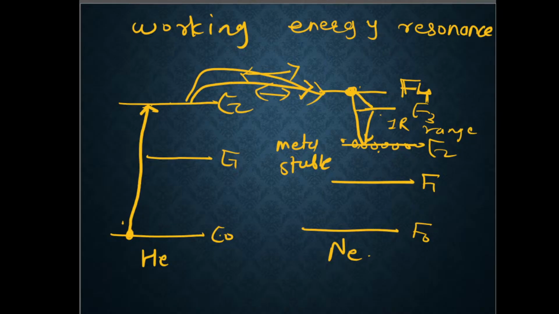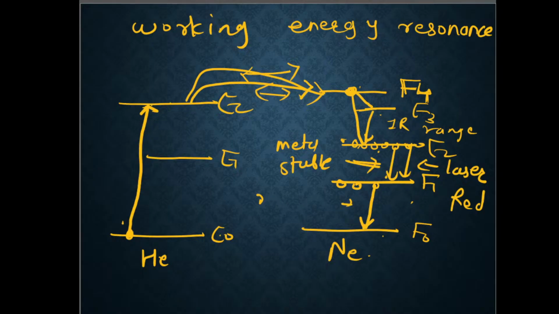So in this case, whenever the number of atoms increases and they transit from F2 to F1, laser light of red color comes out. Then whenever the electron transits from F2 to F1, it comes to F1, and then it transits again from F1 to F0 with a radiation-less transition. Whatever energy is with the atom in the F1 state is lost, and it goes into the ground state by bombarding on the wall of the tube.